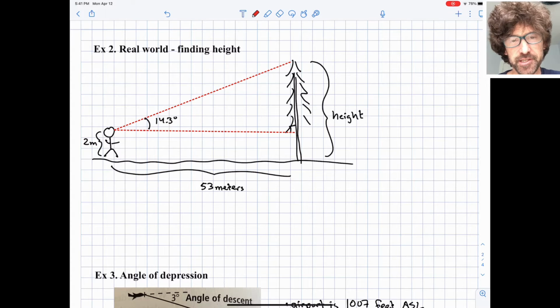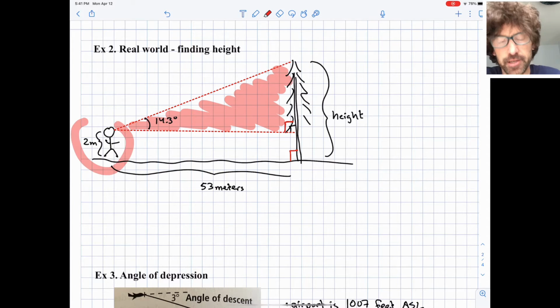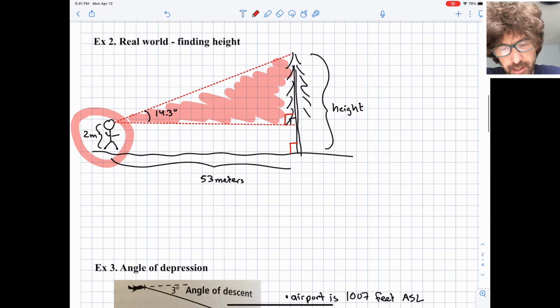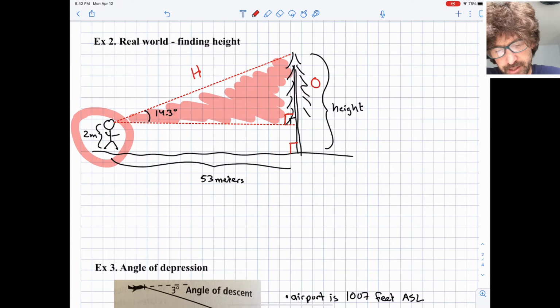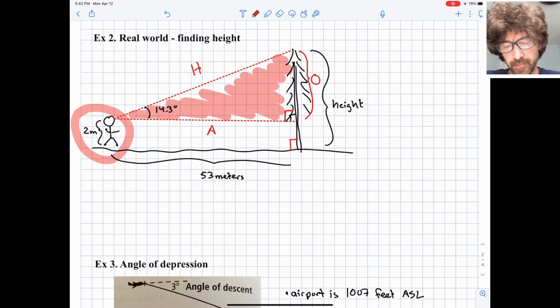Let's assume the tree is a vertical tree, so we can assume we're dealing with right angles in these triangles, okay? Now, what we're going to do first is deal with just this triangle. And then what we'll need to do is add on 2 meters of height later. Okay, so let's just deal with the triangle first. I hope you can see we can label HOA, hypotenuse, opposite, and adjacent. And keeping in mind the opposite just goes down to 2 meters above the ground on that tree.